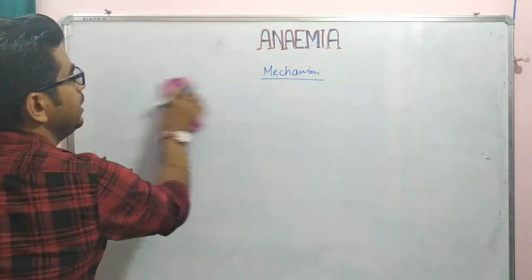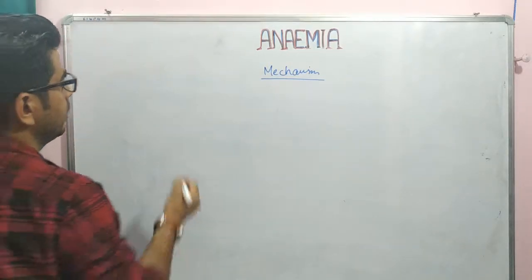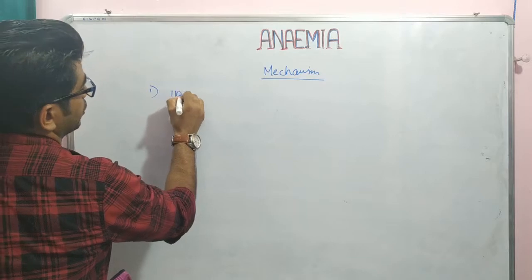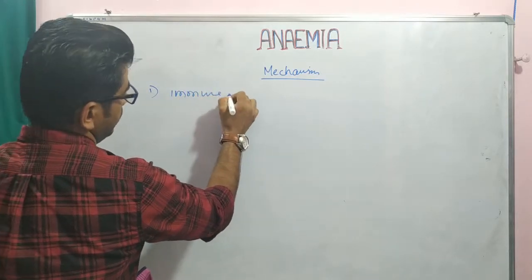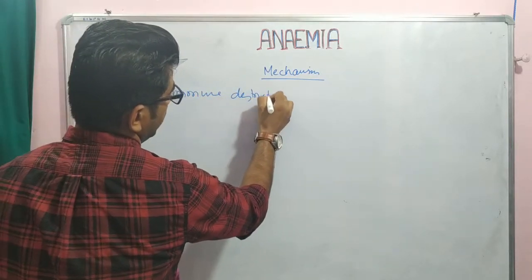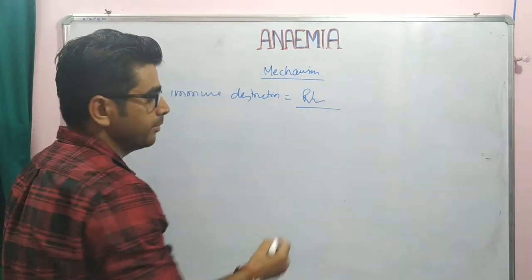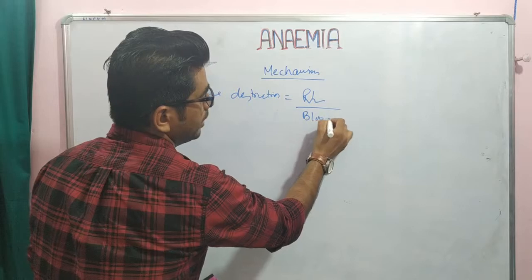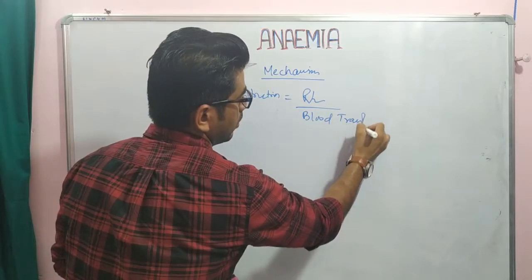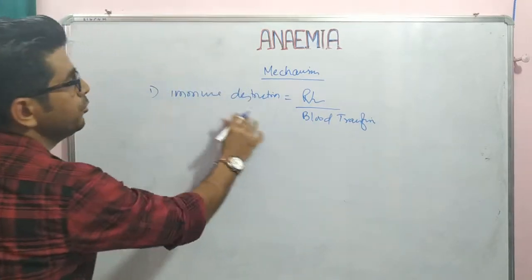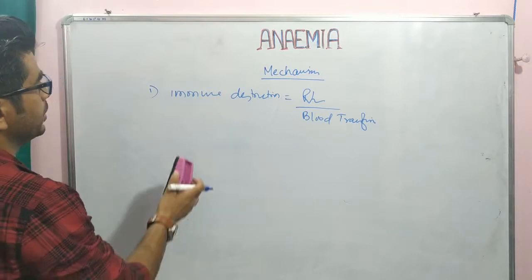Next point is the immune mediated destruction. Where do we get immune mediated destruction? We get it in case of Rh incompatibility, and Rh incompatibility we get in blood transfusion. So this is the immune mediated destruction of the RBC.